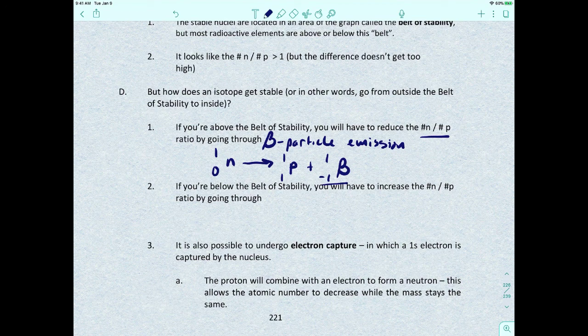Now, if you're below the belt of stability, you have to increase the number of neutrons to protons by going through positron emission. So in this case, we're going to take a proton, we're going to cash a proton in to get a neutron out, and a positron.